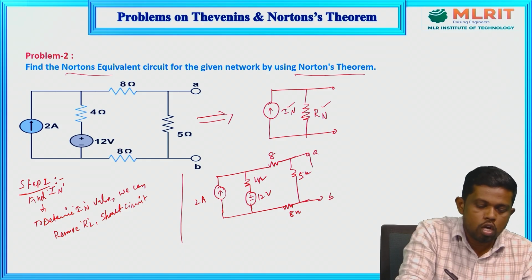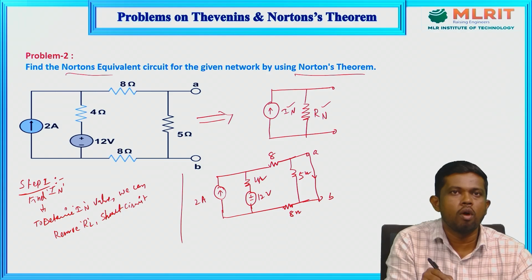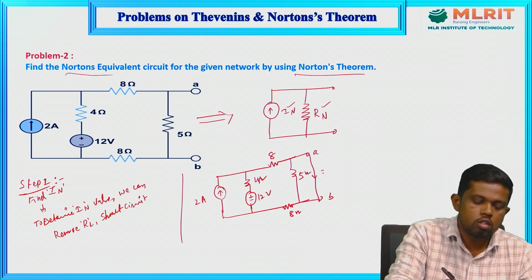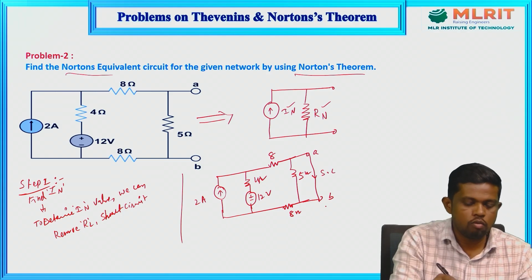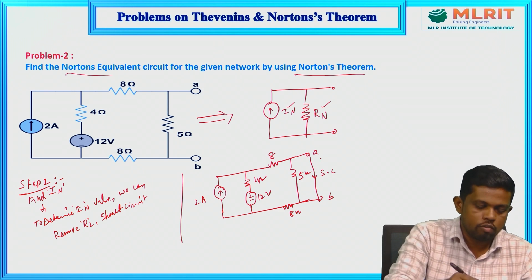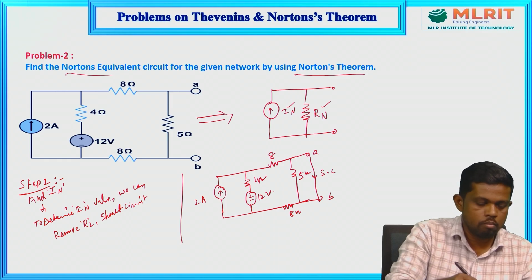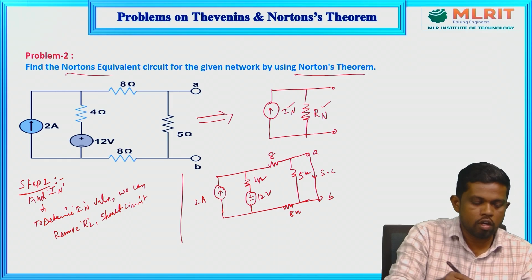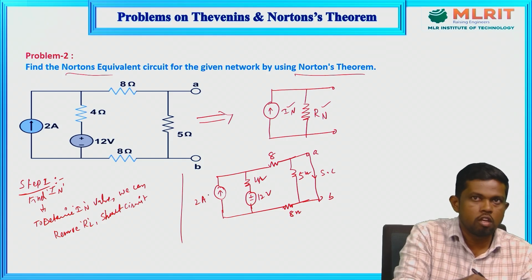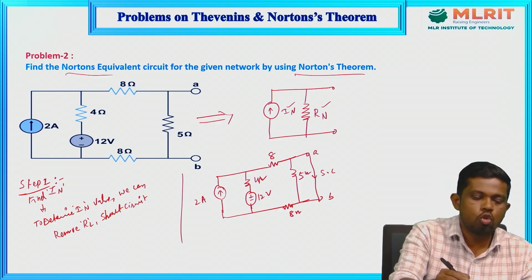We can simply short circuit these two terminals, the load terminals, because we need to get the ISC value. Whatever current flows through the short circuit path is called the Norton's current or short circuit current. For this we need to apply some circuit technique. One current source is present in the network and here there is a voltage source, so we need to transform the voltage source into a current source by using the source transformation technique.